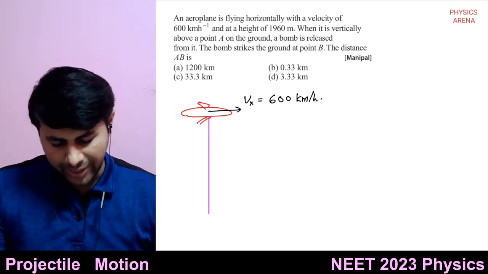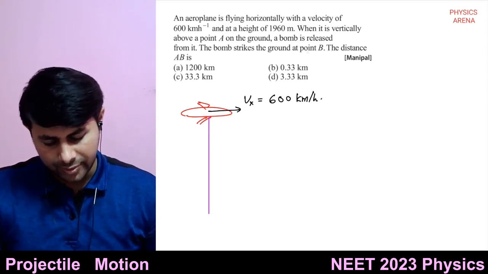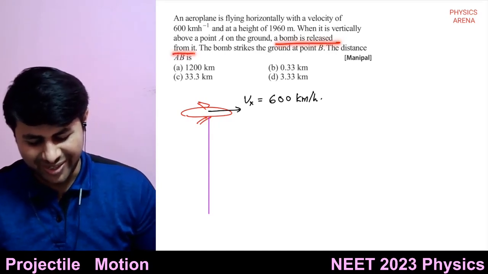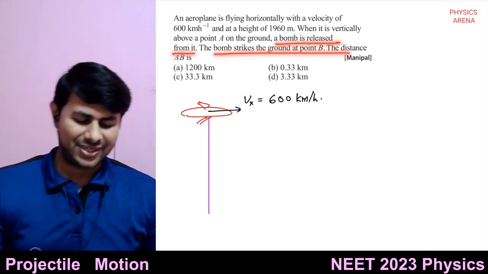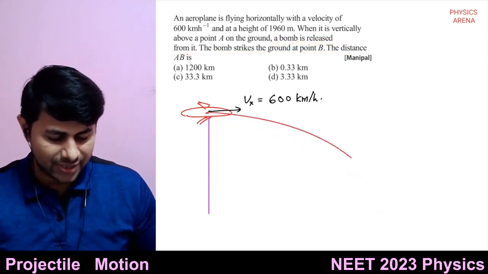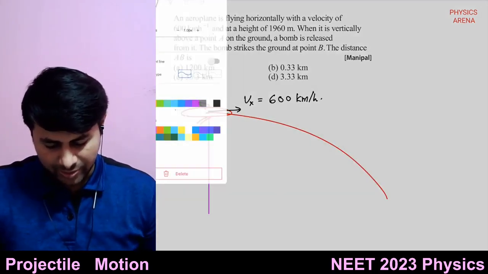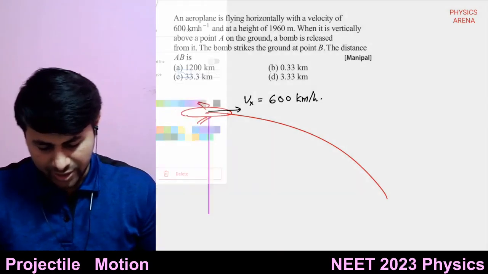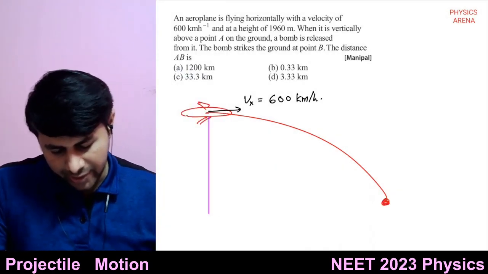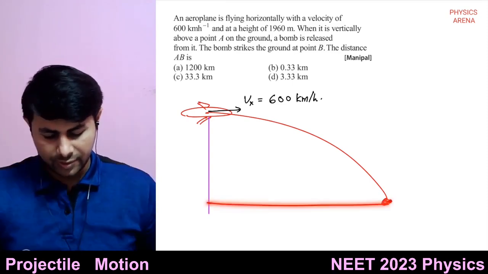Okay, and a packet is thrown. Not a packet, a bomb is released from it. The bomb strikes the ground at point B. If it strikes at point B, it will follow a trajectory like this. It will fall here. The distance AB is, how much would be the distance AB? This is the question, right?